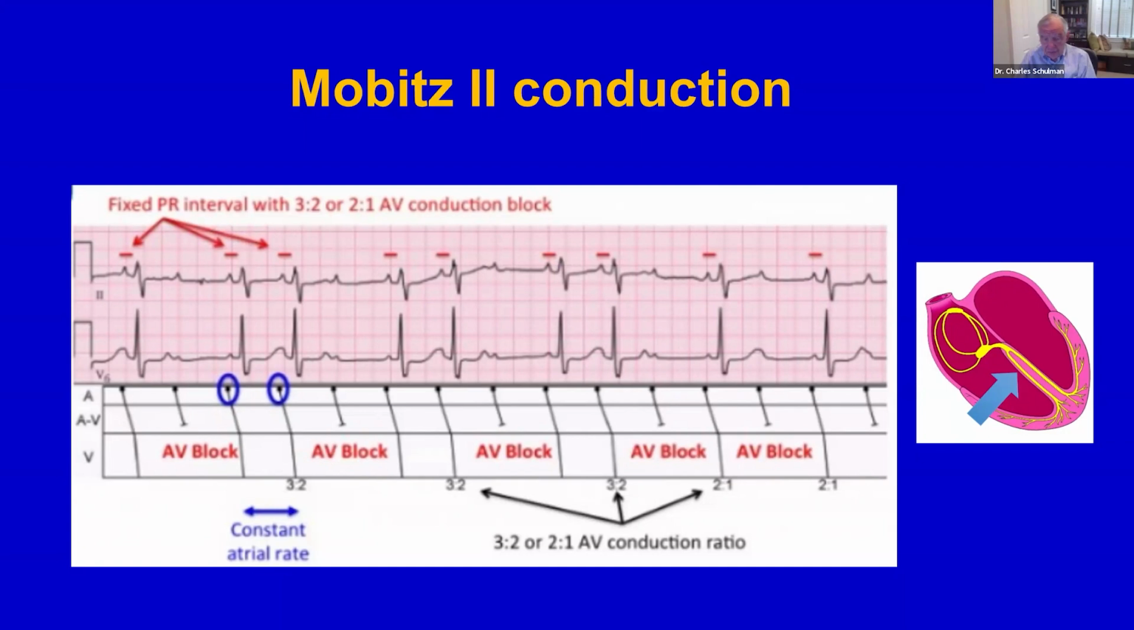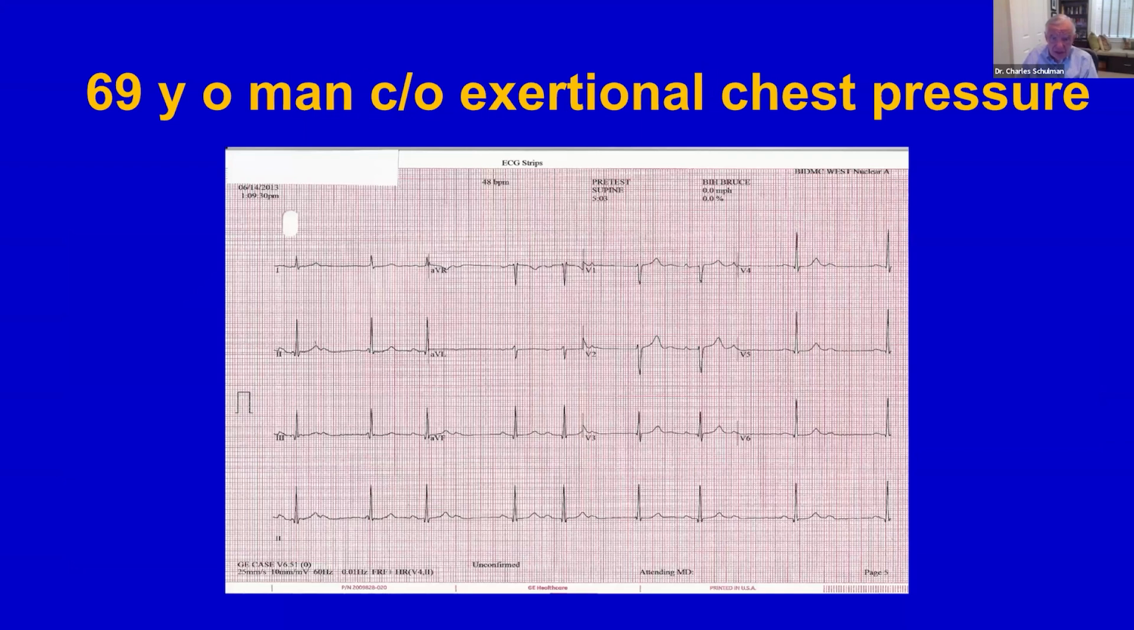One way of trying to differentiate type 1 from type 2 block is to have the patient exercise. So here's a patient of mine who was 69 at the time, complained of exertional chest pressure, so he had a stress test. And here's his rhythm. This PR interval, longer PR interval, drop beat. So he has Wenckebach Mobitz 1 conduction. He had this all the time. It didn't bother him.